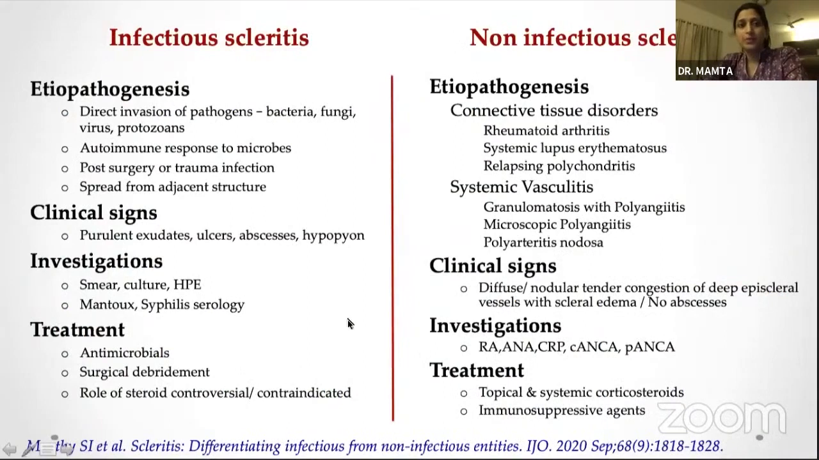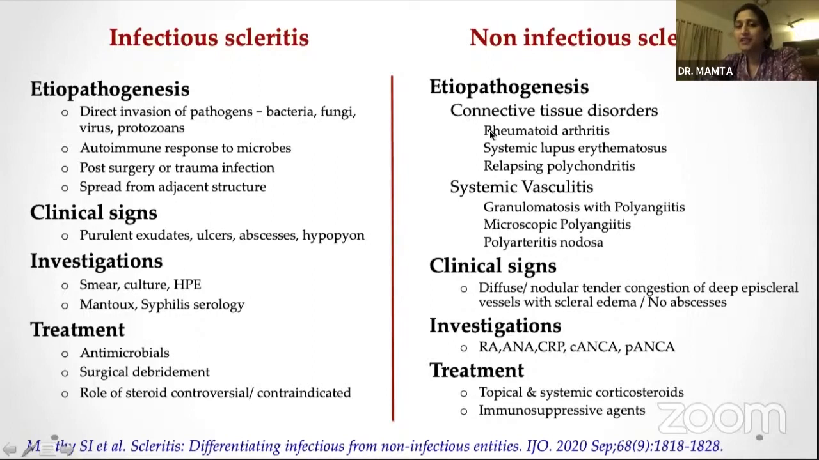So how do we distinguish these patients, infectious and non-infectious scleritis? We all know that either it's a direct invasion of pathogens, by bacteria, fungus, virus, or protozoan, or it can be an immune-related phenomenon to the microbes present in the sclera, and it is most commonly seen post-surgery or post-trauma. It may spread from the adjacent structures too. But what do we see in these immune-related scleritis?